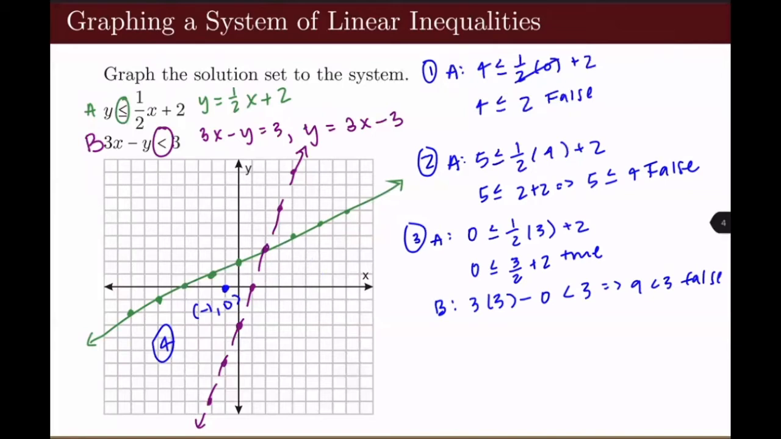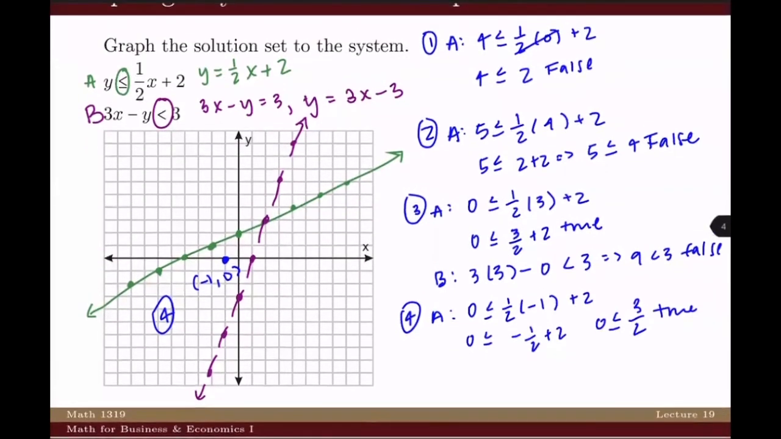And last but not least, we'll check the fourth one and hope our solution exists there. So starting with equation A, we'll have 0 is less than or equal to 1/2 times -1 plus 2. So that's 0 is less than or equal to -1/2 plus 2. And -1/2 plus 2 is positive 3/2, so this is true. Okay, and then we'll check equation B.